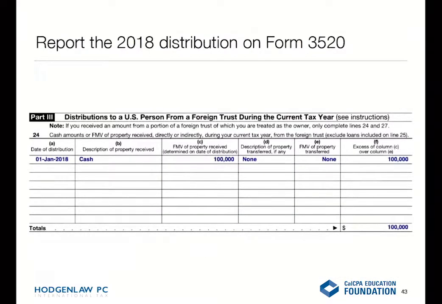So regardless of what tax method we're using, the beneficiary needs to report the distribution on line 24 of Form 3520. So they're going to show that on January 1st, 2018, they received cash of $100,000. They did not transfer any property in exchange for that $100,000, so they put none in columns D and E. And the total value of distributions, therefore, is $100,000.